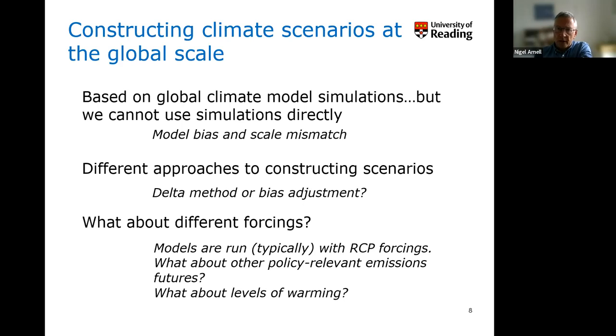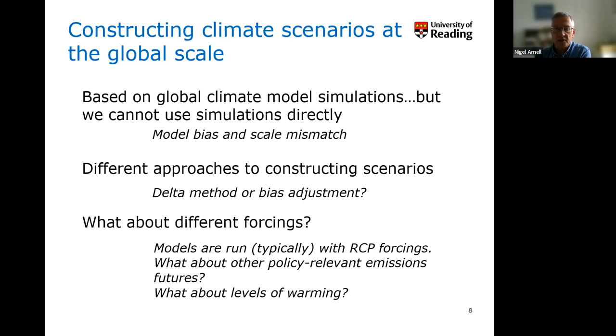But what we haven't really talked about so much, and I think is becoming an increasing issue, is this disconnect between the sorts of scenarios that are used to run the global climate models and the sorts of scenarios that people actually want to use when looking at the global scale consequences of, for example, international climate policy. Climate models are typically run with these RCP forcings that I mentioned a while ago. And there are good scientific reasons for doing that.